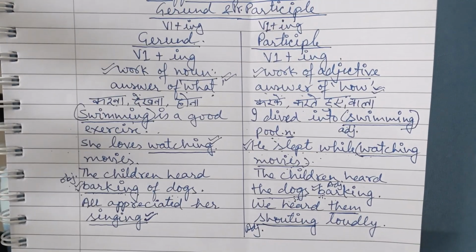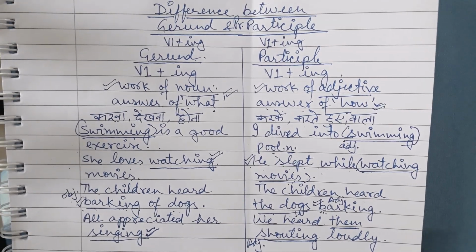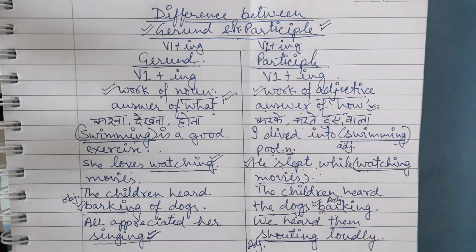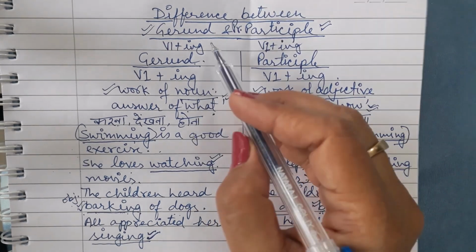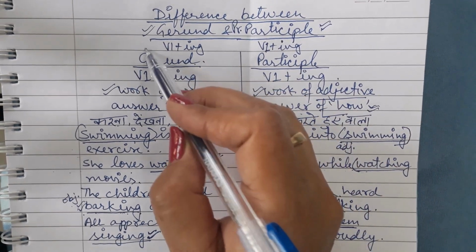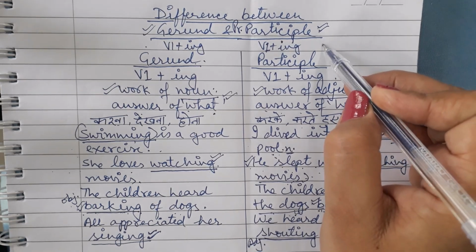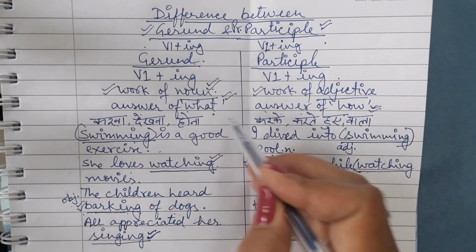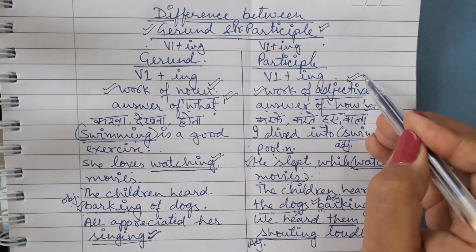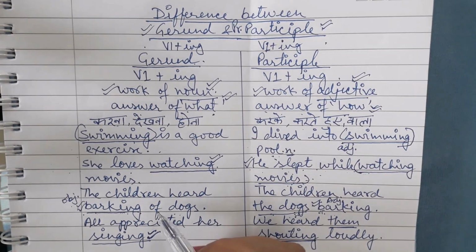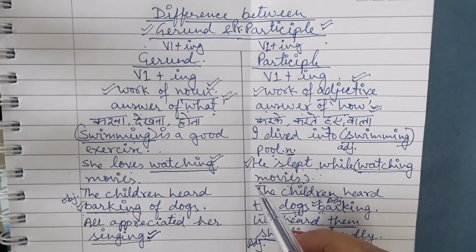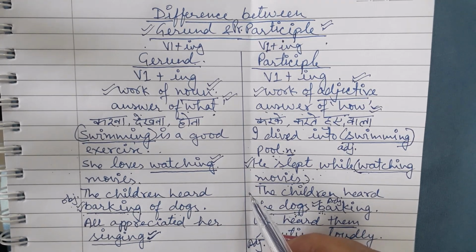I hope now there is no confusion between how to identify gerund and participle. If you clearly can identify that gerund is noun and participle is adjective, and if you can very well make out difference between noun and adjective, in every sentence you try to find out whether it is doing the work of noun or adjective. Then you will be able to identify between gerund and participle.